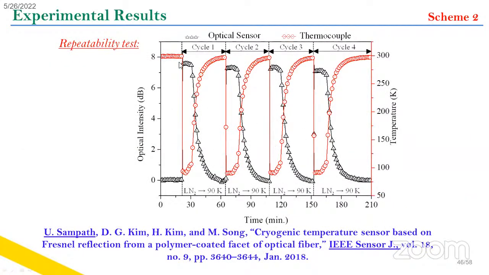Here, for the repeatability, we try to check whether our sensor can show a similar performance every time we do the testing. So here you can see liquid nitrogen, again from 90 Kelvin to room temperature. So from liquid nitrogen to room temperature, minus 180 to room, minus 180 to room for different cycles, and our sensor shows a similar performance. So it is validated that the sensor can monitor very low temperature. This work has also been published in one of the leading IEEE journals.